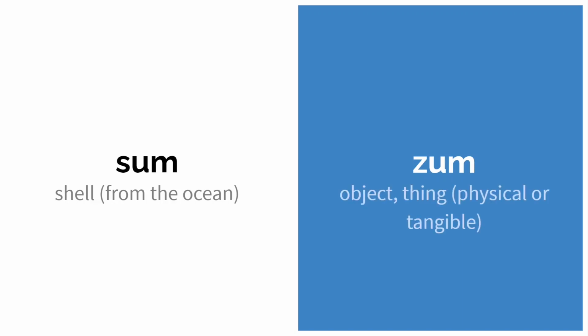So, our two words are zoom with an S, a sharp S, shell from the ocean, and zoom. So it's kind of like you are humming like a bee. Zzz. This is how Yayair, a community member, explained it to me and actually taught me to do this. Zoom, which is an object, thing, physical or tangible. So basically it's like the basic word u, thing, that is used for everything, but zoom is for physical things, while u can be for anything, really.